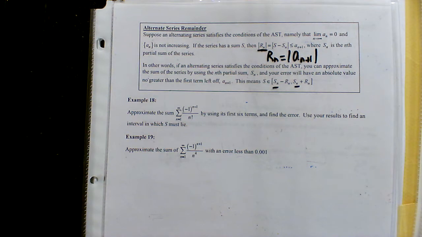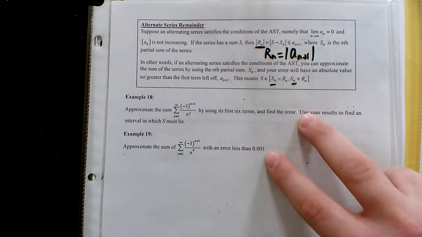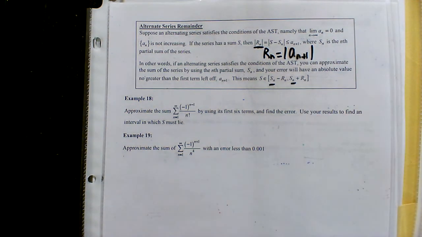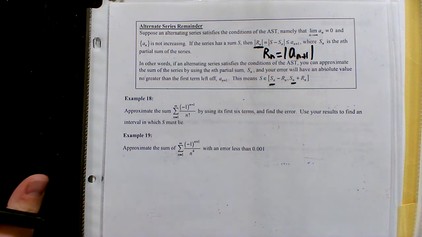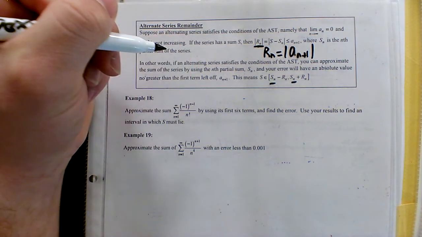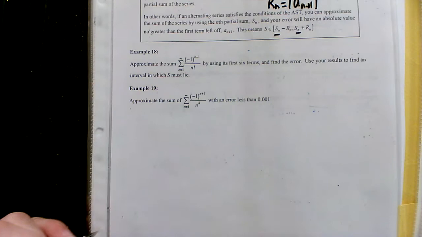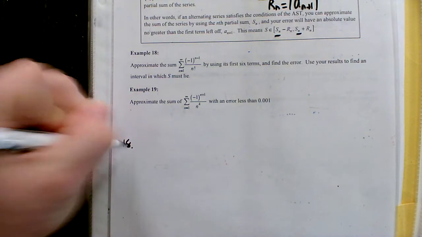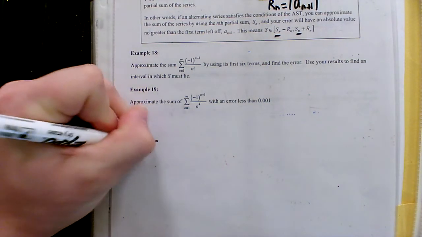So if we take a look at number 18, these questions are going to be asked two different ways. So each one, we're kind of doing the same thing, but it's asked in a different way. So we'll focus on 18 first. Approximate the sum of that series there by using its first 6 terms and find the error. Use your results to find an interval in which S must lie. So they're talking about the first 6 terms, so we need to find the sum, and there's not a lot of room here. We could maybe write it down here and then just label that it's for 18. We need to find the sum of 6.